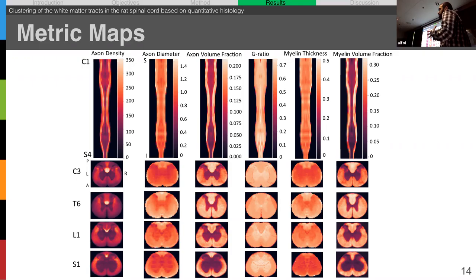But what ends up happening is that what we get are vacuoles in the axons and myelin, so they tend to be larger in size, which is due to the preparation methods. Specifically, I think it's the fixation that contributes to that.